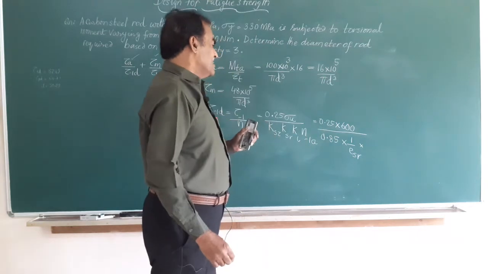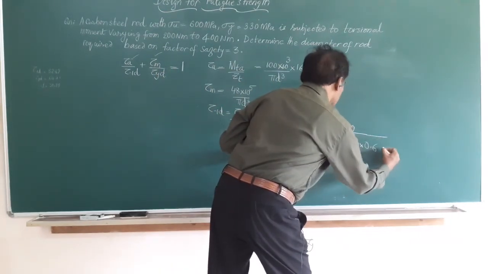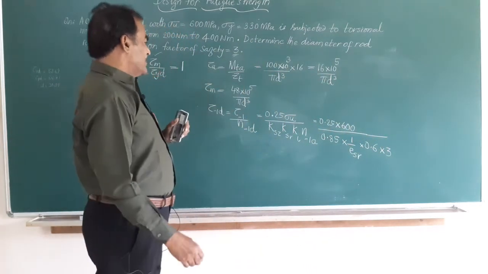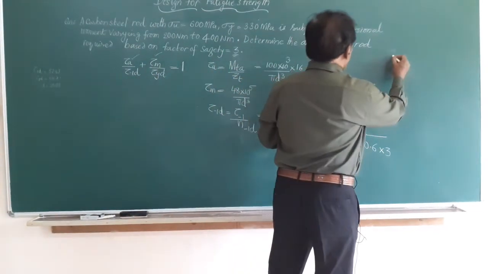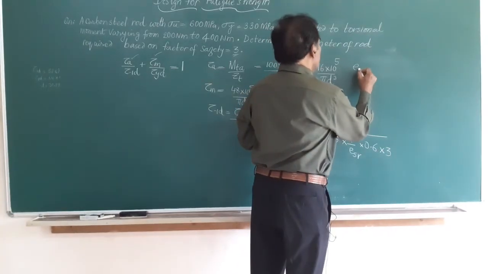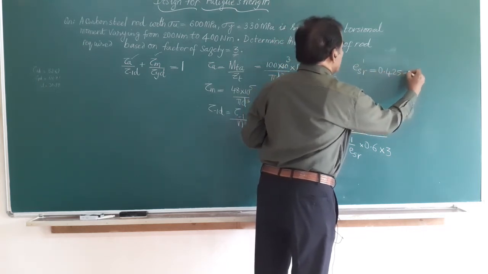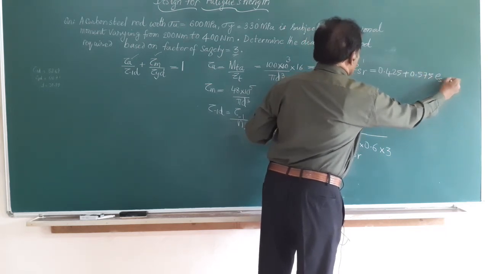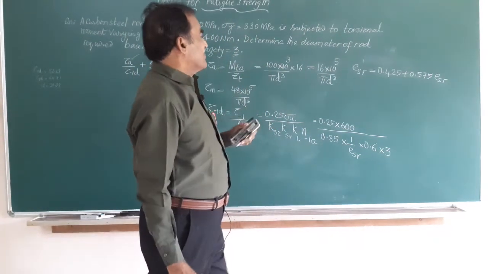For torsion, friends, the value is 0.6, the KL value, and then we have got n minus 1a, the factor of safety given in the question, that is 3. Friends, with all this substitution, now we will have to find out what is this ESR. You have the formula for torsion for ESR given by E dash SR is equal to 0.425 plus 0.575 ESR. Friends, this equation is given in the data handbook under this chapter fatigue strength.